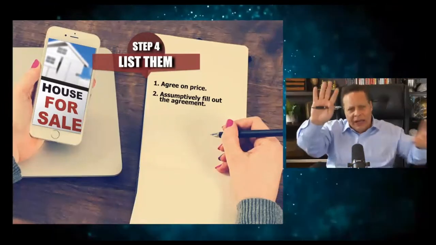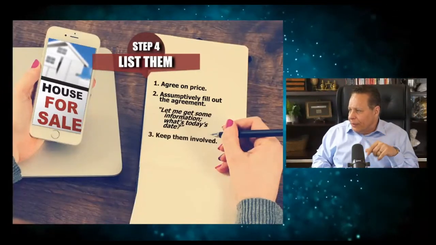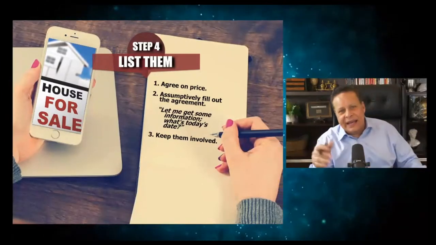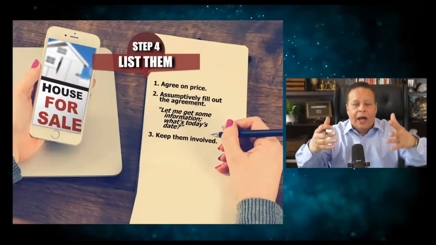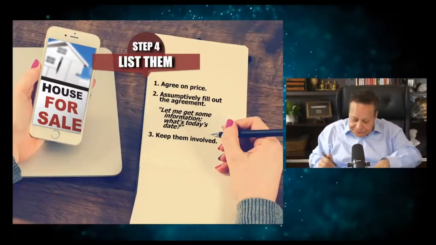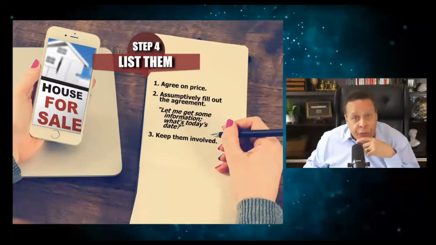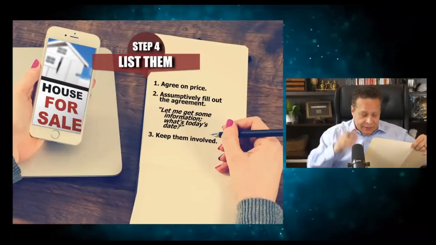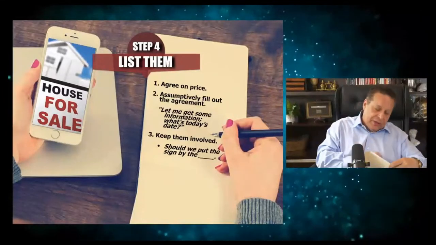Now, if they say, well, hang on a second, then you're going to handle the objection. We'll cover that in a second. So let me get some information. What's today's date? Keep them involved as you're filling out the forms. Now every state, every MLS has different forms, so I'm just going to give you the concept of somehow not having silence. Because if you're filling out the listing agreement and they're being quiet, what are they doing? They're thinking. This is not good. You don't want people to think because that's when objections come up. So, you know, you might say things like, listen, as you're filling it out, Mr.